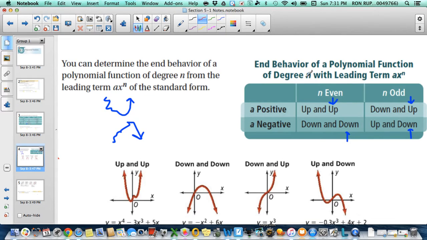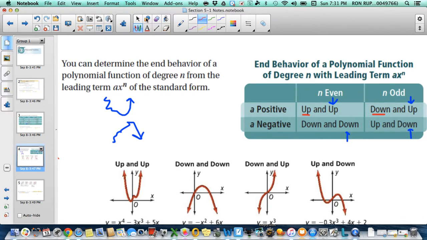Now we turn to the exponent. If the exponent's even, then the left side is the same as the right side. So if it's even and positive, then it's up and up. If it's odd and positive, then it's down and up. If it's negative, then that means if it's even, then it's going to be down and down. Odd, it's going to be up and down.